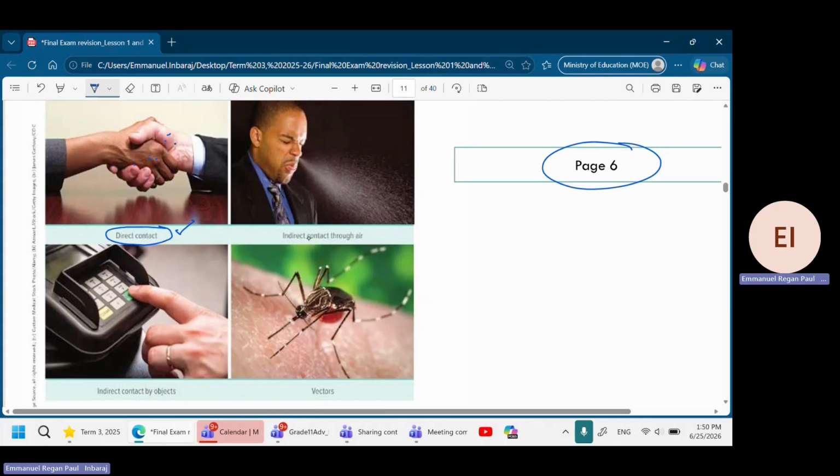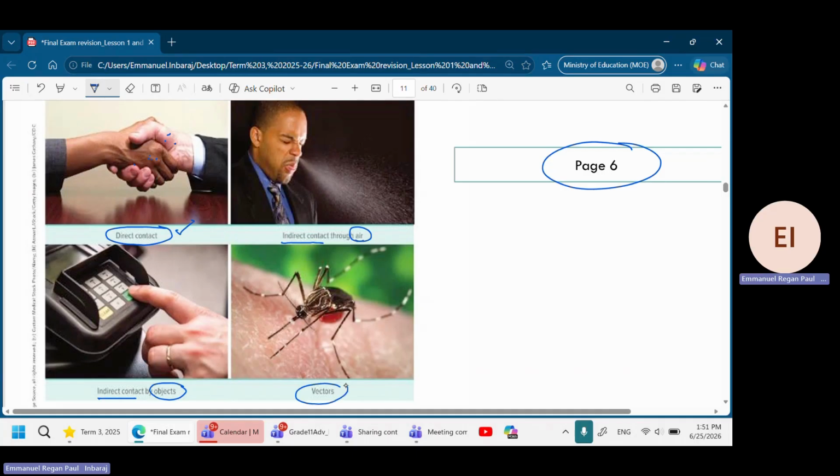Number 2, see here only one person is involved. So indirect contact. Here also you can find only one person, but the difference is the second is an object. In this case it's air. So indirect contact through air, because he is sneezing into the air. Here, indirect contact by an object. That means he is touching an object and the object is spreading the disease. So indirect contact by object, indirect contact through air.